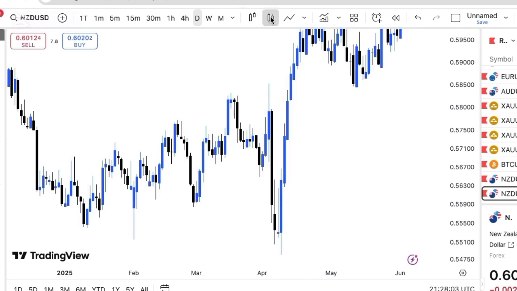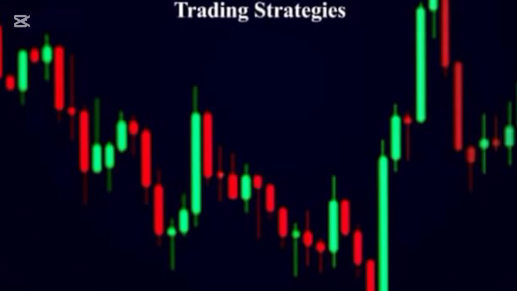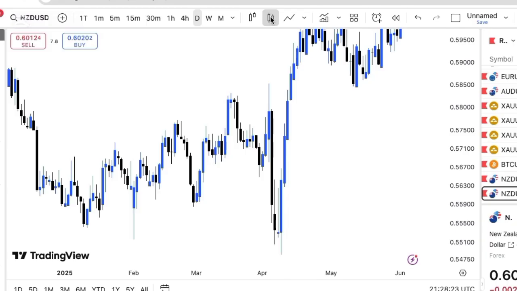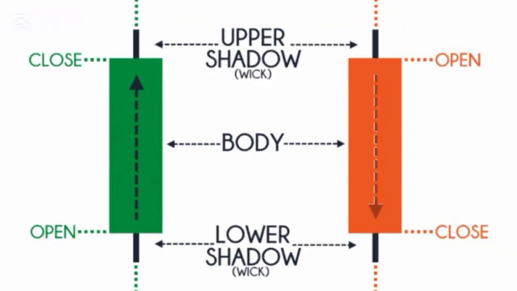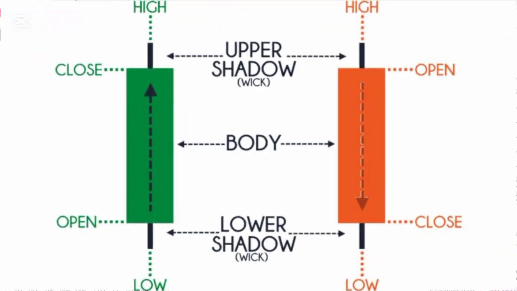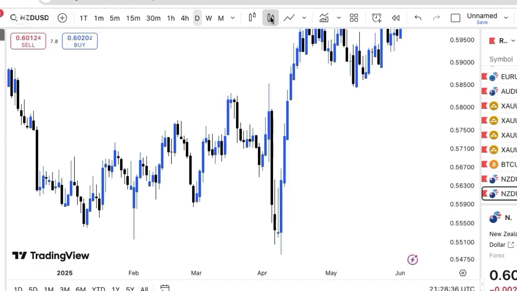Now, what is a Forex chart? A Forex chart is simply a visual representation of price movement over time. The most popular is candlestick charts. This right here in front of you is a candlestick chart that is the most popular. Why? Because they give you detailed information like open, close, high, low, all in one candle. Each candle tells a story.